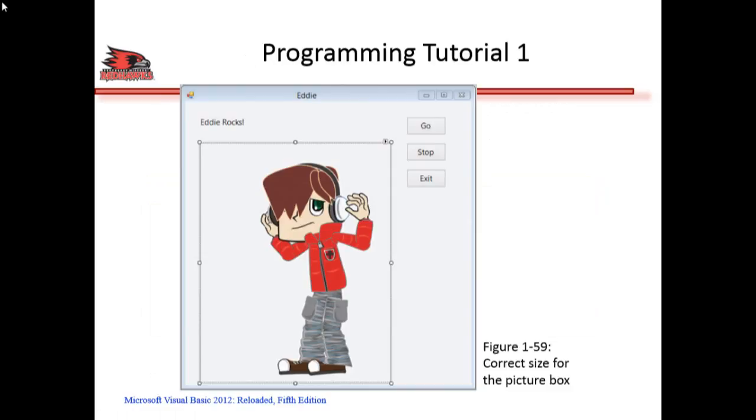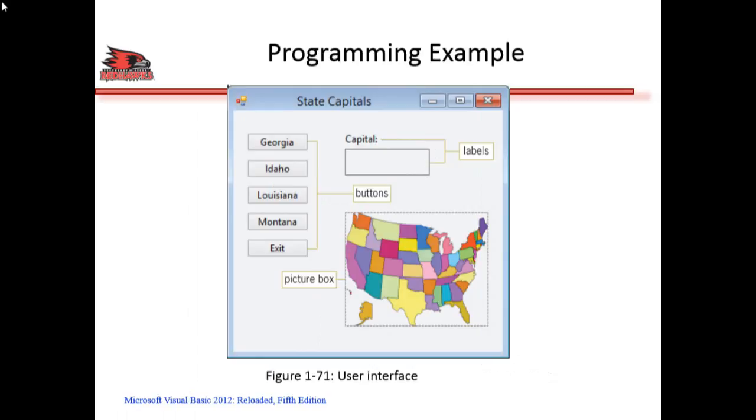This is just an example of the tutorial given in the book. Basically, go, stop, picture invisible. This little boy might dance if you start hitting go, stuff like that. So pretty simple stuff. This is an example where you click the button for a state and automatically the capital name shows here.